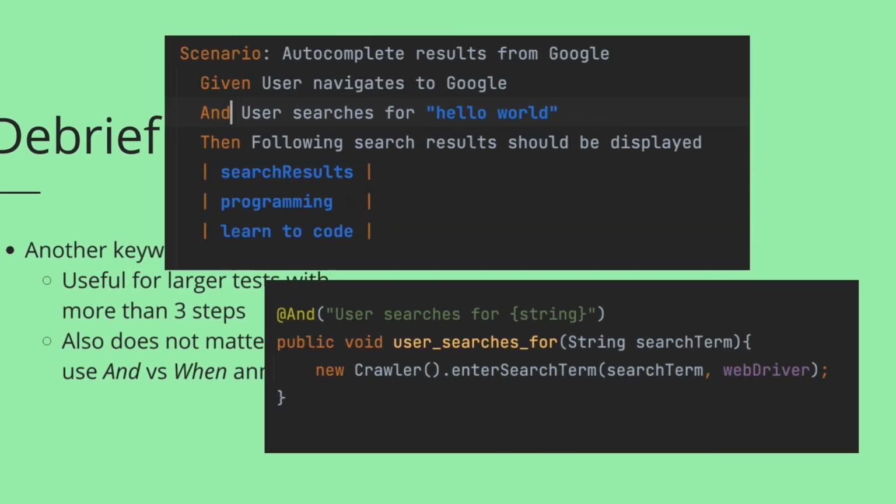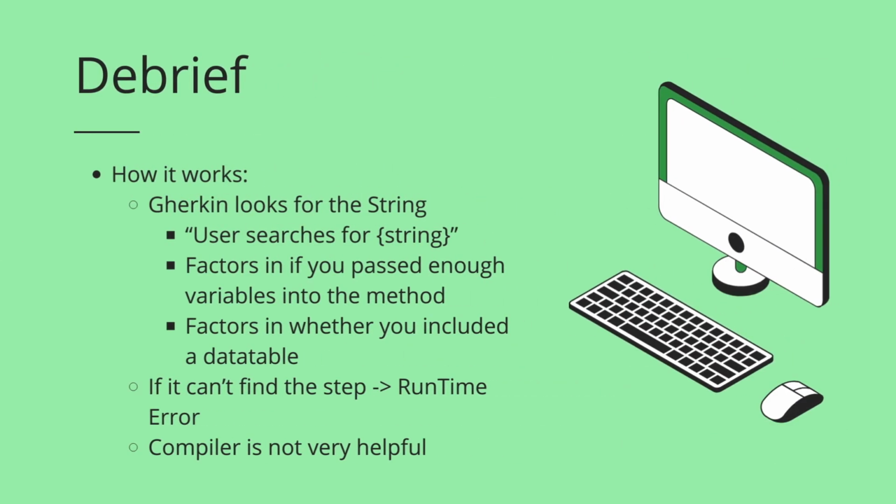So that raises the question, how does Gherkin actually work? Gherkin looks for the string and matches it. So for example, user searches for something, it looks through all of your step definitions and matches the string. It is smart enough to match it based on the variables you provide.